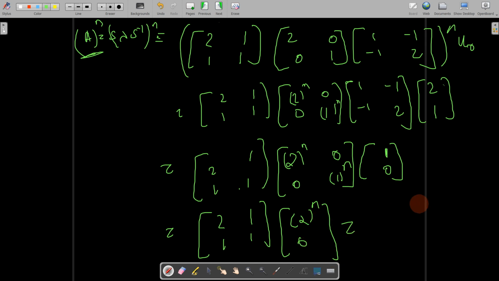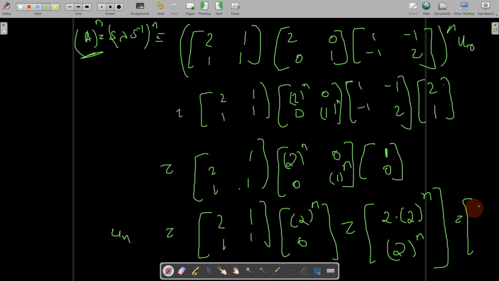So this will result in, now we will multiply this column. What will we get? We will get 2 into 2 to the power of n and 2 to the power of n, right? This will be equal to un. And un is nothing but a(n+1) and an. So from here, what do we get our an as? Our an is 2 to the power of n. This is your recurrence relation solution.